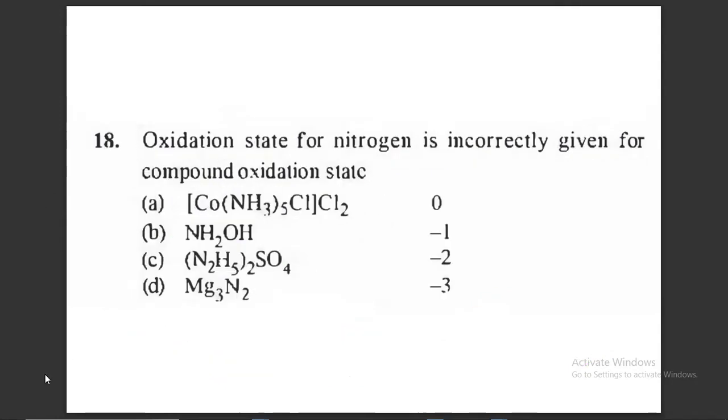Moving on to question number 18, the oxidation state of nitrogen is incorrectly given for which of the following compounds? So in the first case, this nitrogen should be in -3 oxidation state. So this is the incorrect match. A is the answer for question number 18. Others are all correct.